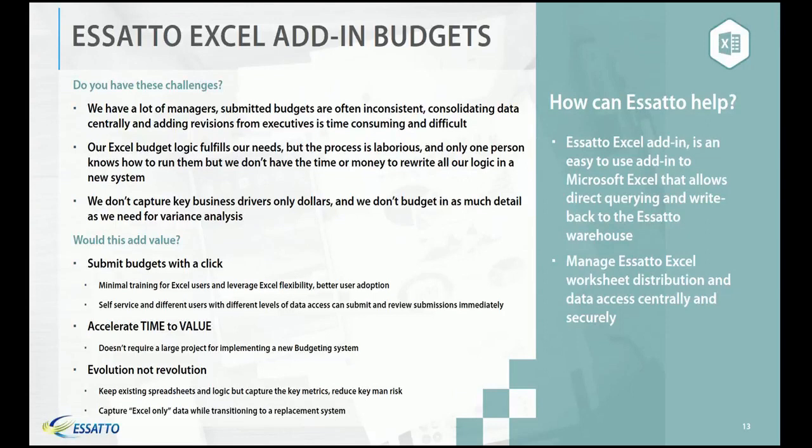This is difficult for many businesses, and as a result, it may only happen a few times or not at all. Essatto Fast Budgets and Essatto Excel add-in allow customers to make their budget processes simpler, faster, and less prone to error. They help remove Keyman risk and make the budget data more valuable because it has all the detail to better answer questions raised during variance analysis against actual results.